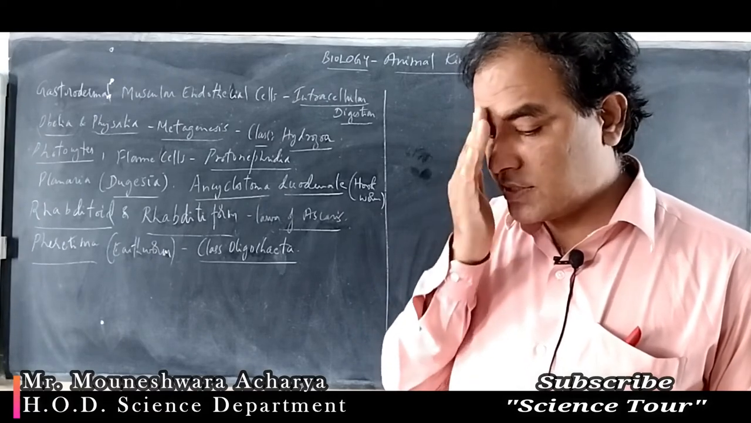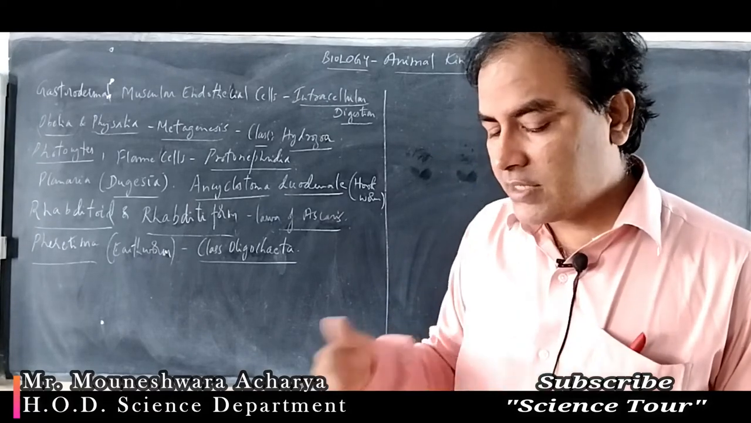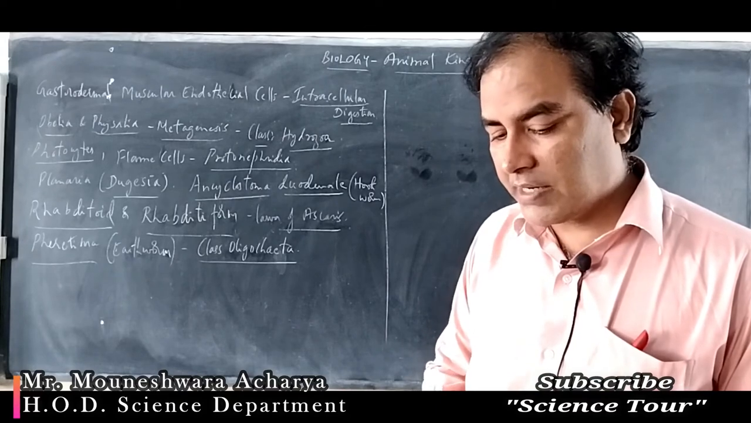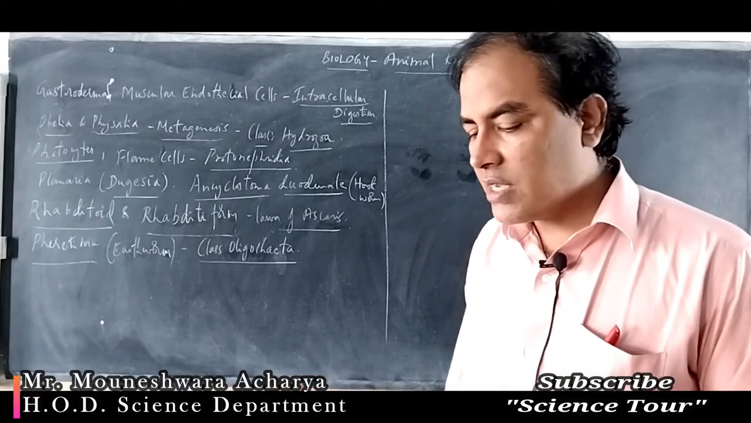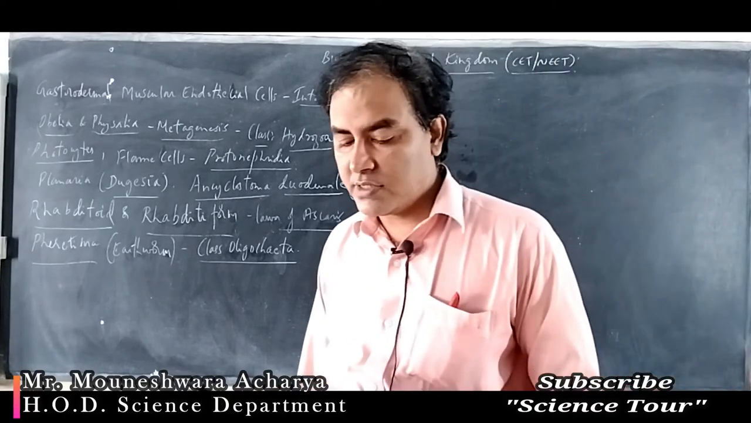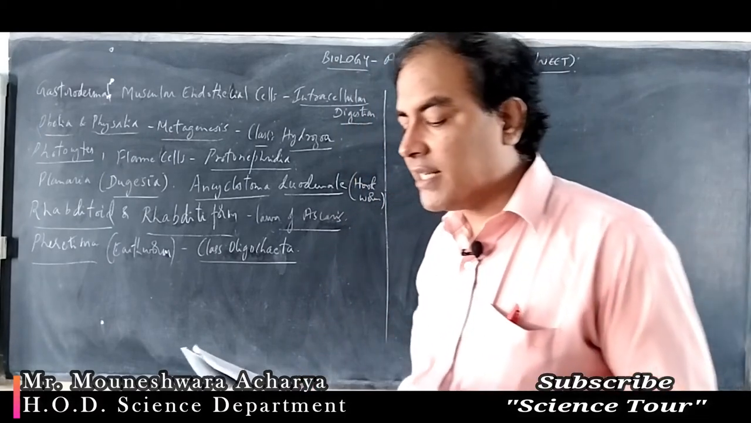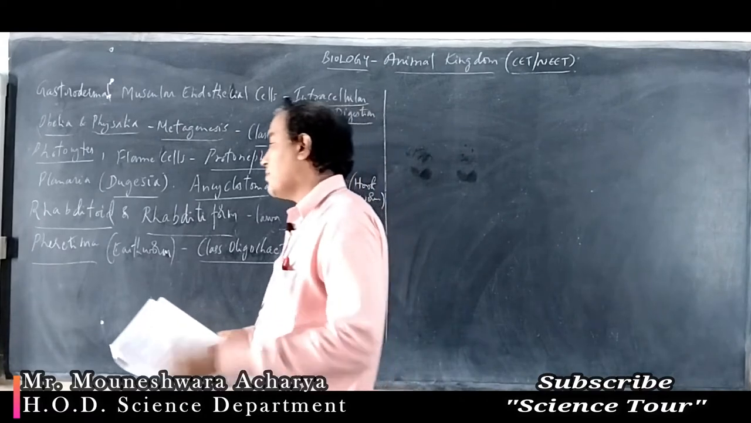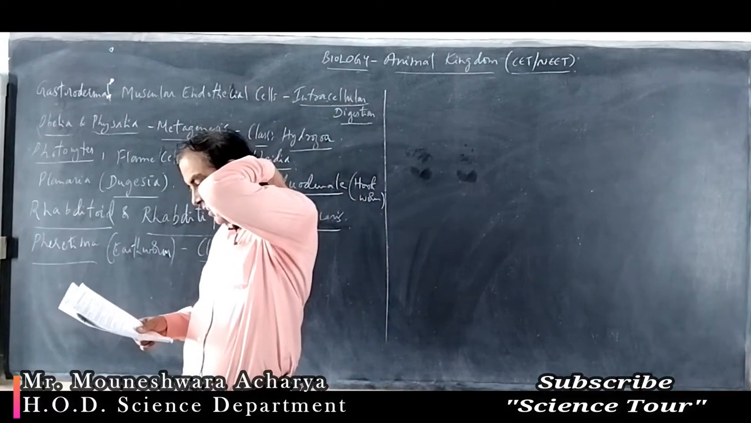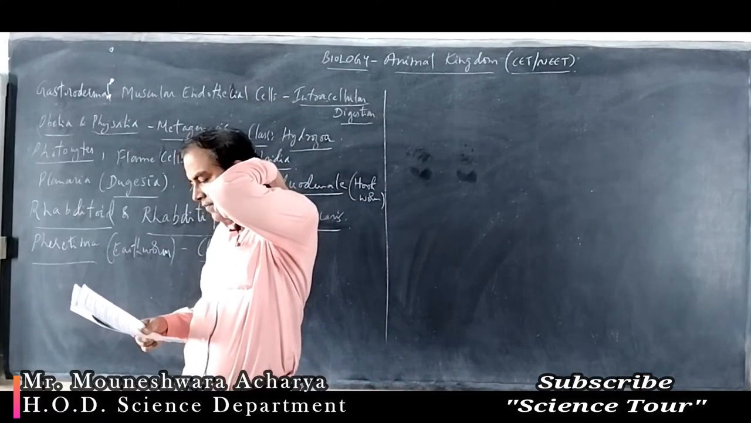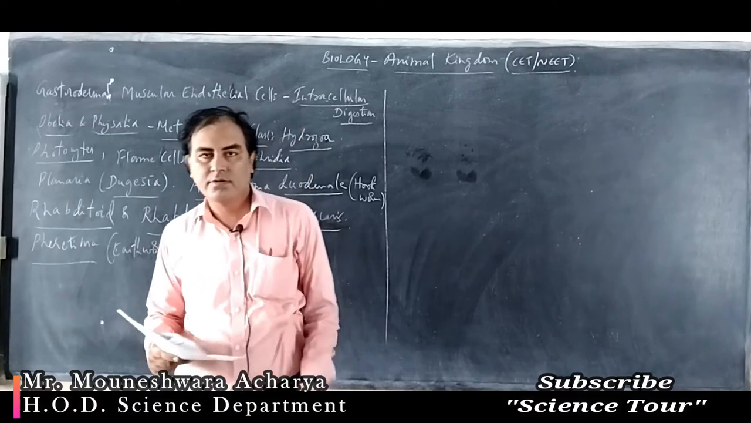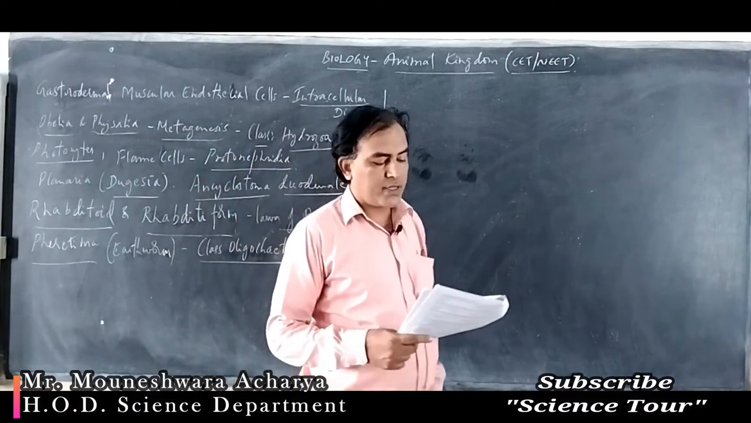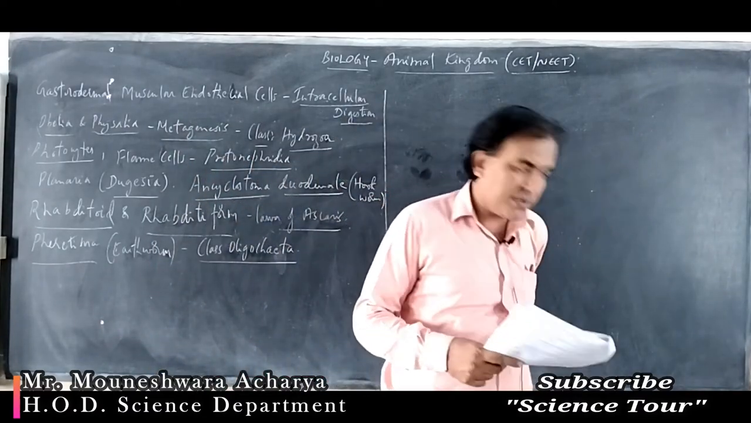Metameres are nothing but the segments. Ganglia means mass of nerve cells. We will move to question number 33. The chitinous exoskeleton is possessed by, in which exoskeleton is made up of chitin: 1 annelida, 2 arthropoda, 3 mollusca, 4 echinoderms. In arthropoda, the exoskeleton is made up of chitin.